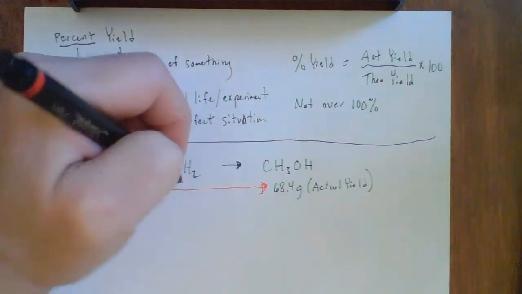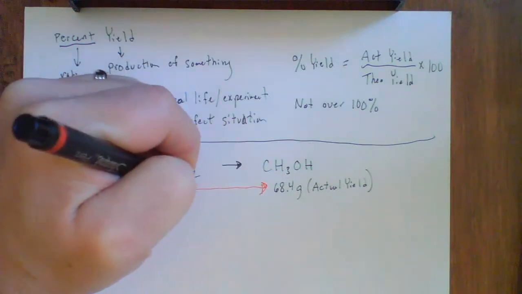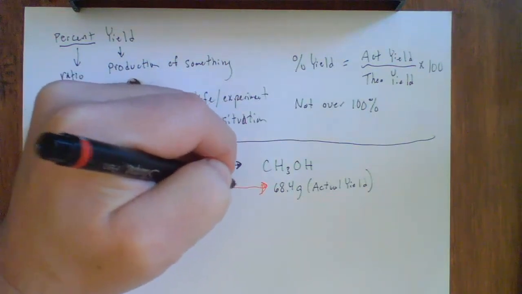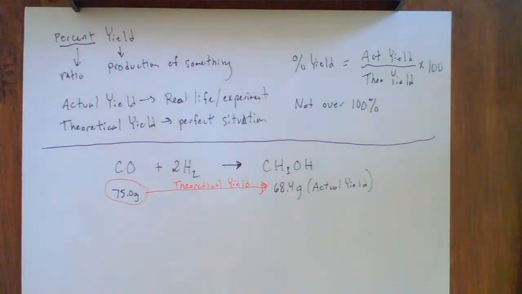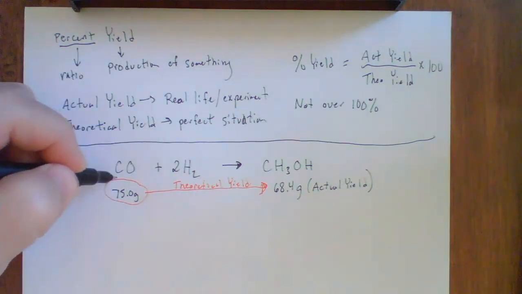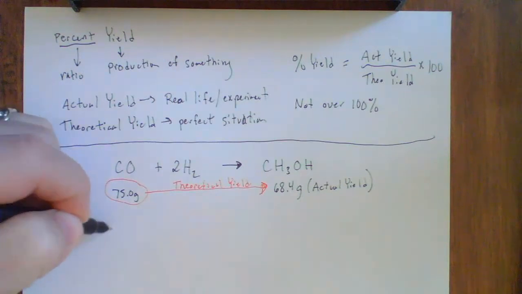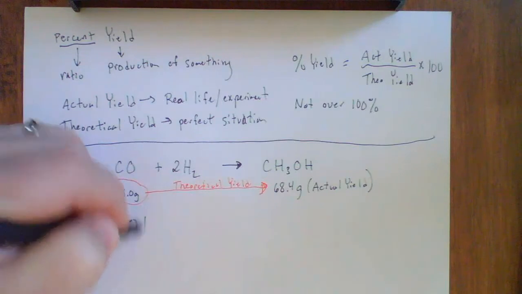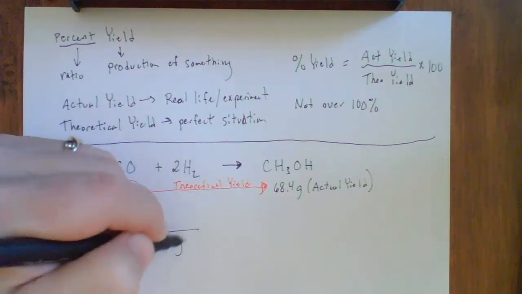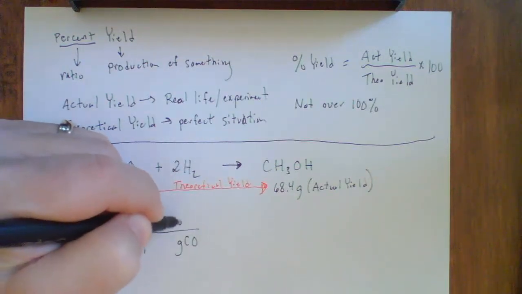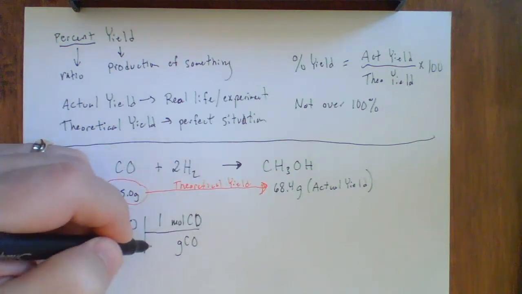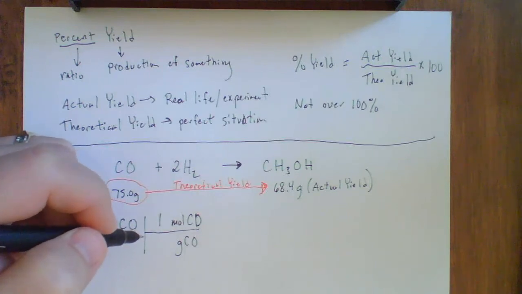And what we're really doing is we're finding the theoretical yield. Okay, so we're going to go through and find that theoretical yield. So let's start our stoichiometry. We're going to start with our 75 grams of carbon monoxide. We're going to transfer from grams of CO to moles of CO, and it's a 1 mole, so now this is where I have to look up my carbon.